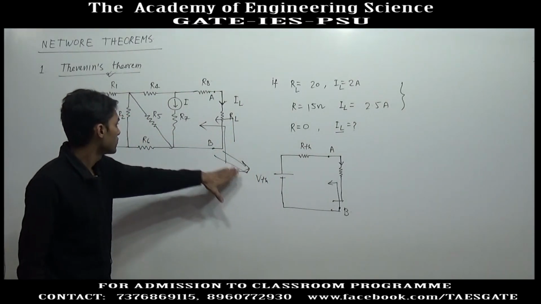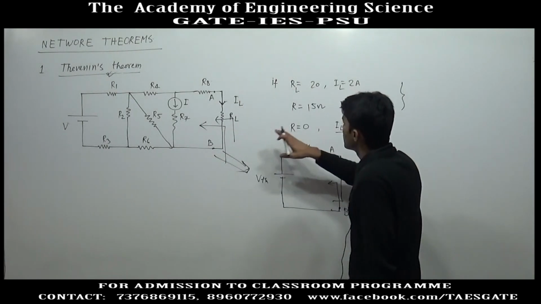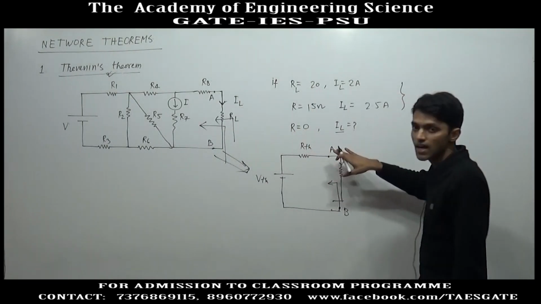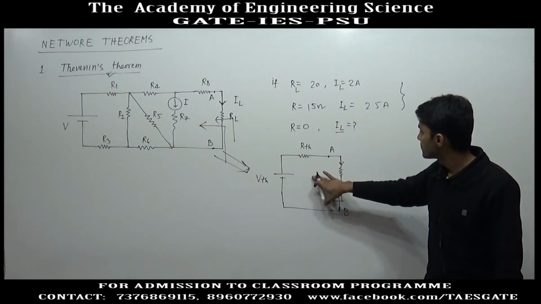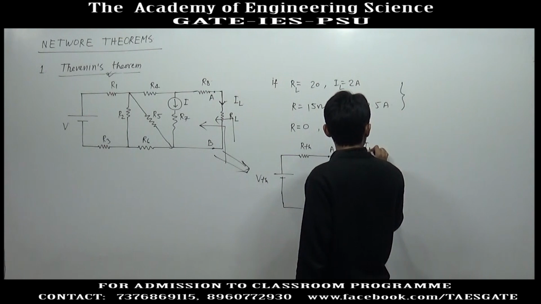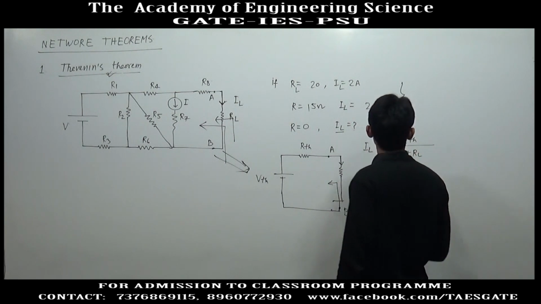So we will not calculate VTH from this circuit. It does not matter from which circuit we are calculating the current. This circuit looks simple. So we will say that the load current is equal to VTH divided by RTH plus RL.